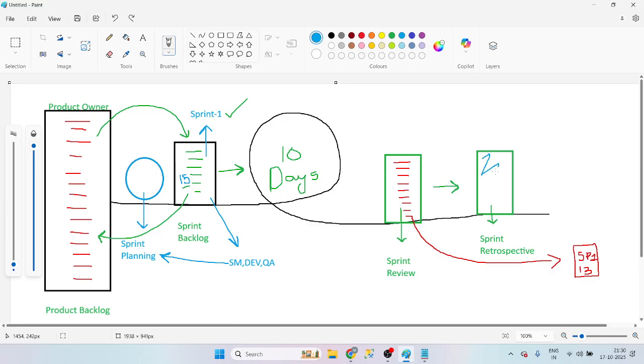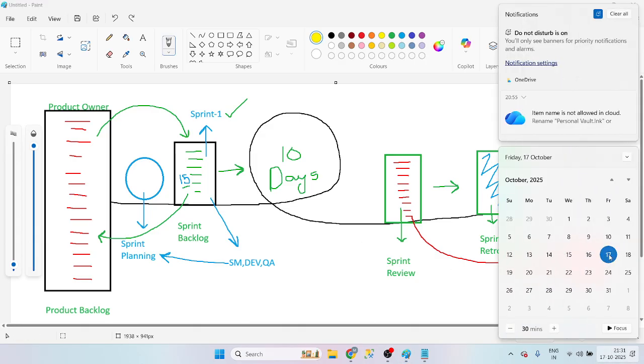After completing this sprint retrospective, again we are coming to the starting point. Now sprint one is completed, because the product has been deployed. Let me show you this: the 17th, today is a Friday. The sprint is completed. What we are doing next is Monday, next Monday, the 20th.